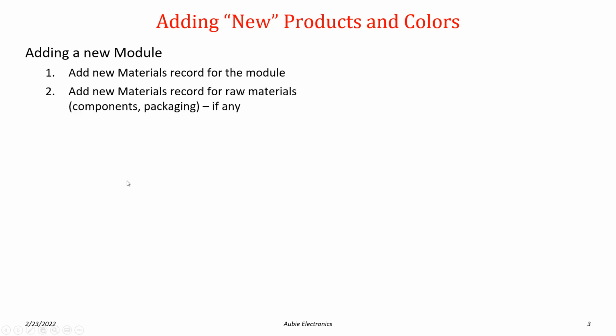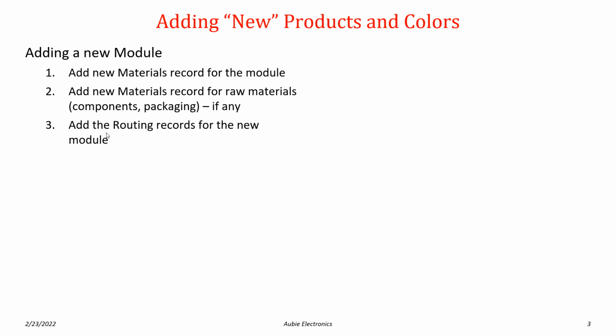Then we have to add any new material records for the raw material. So in other words, if we have something other than component A, component B, component C, component D, if we have new components, we have to add those records into the materials table. Also, if we have a package, so if we have a dedicated box for that, we have to add that too. Note when we add these records to the materials table, it auto creates the corresponding materials elements in the model. Then we add the routing records for the new module.